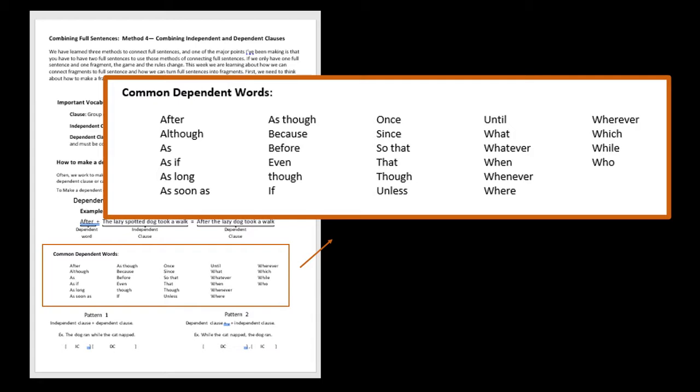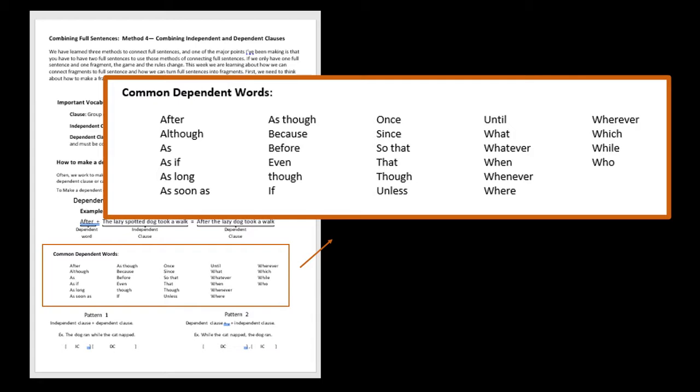I recommend memorizing the ones you think you will use most often. I use as, because, if, when. Those are the ones I use most often. So when, if, as, because, that's what I memorized to remember to use with this rule.